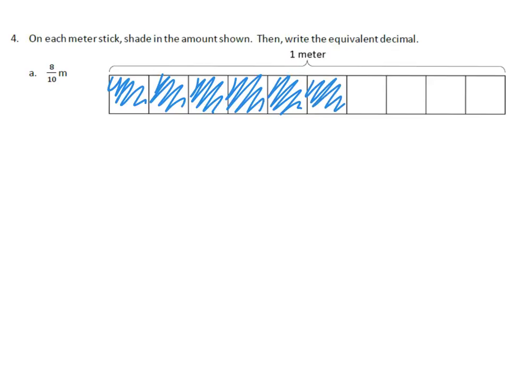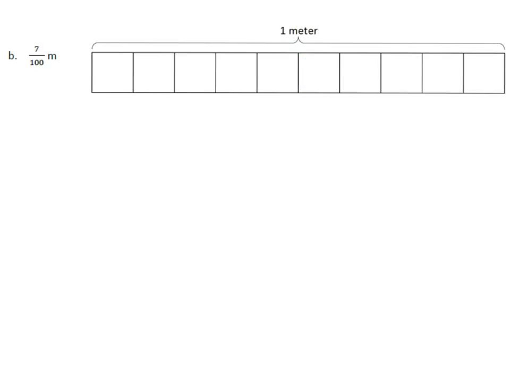5, 6, 7, 8. So our decimal is going to be 0.8 for the 8 tenths. I don't have any hundredths, so I'm not going to put anything in my hundredths position. Look at letter B. We have 7 hundredths. That means we need to first make 10 bars in the first block.